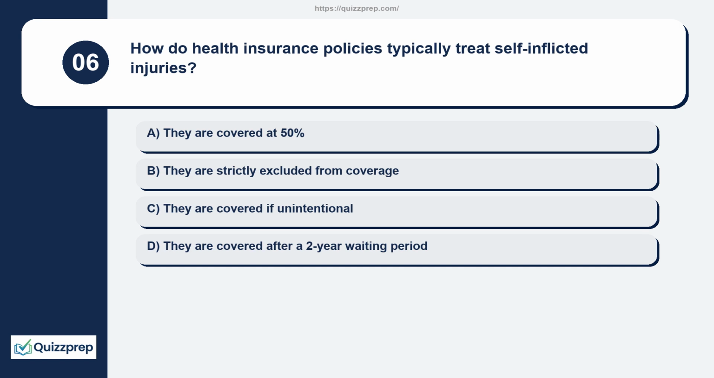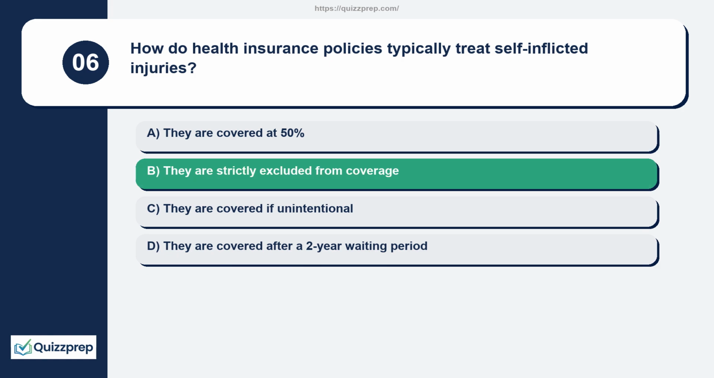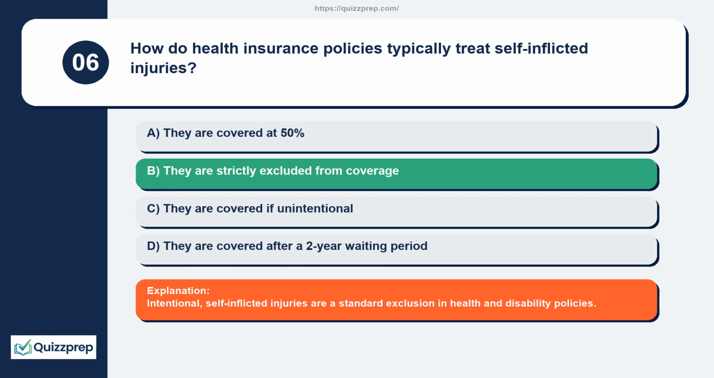Question 6. How do health insurance policies typically treat self-inflicted injuries? They are covered at 50%. They are strictly excluded from coverage. They are covered if unintentional. They are covered after a 2-year waiting period. Intentional, self-inflicted injuries are a standard exclusion in health and disability policies.